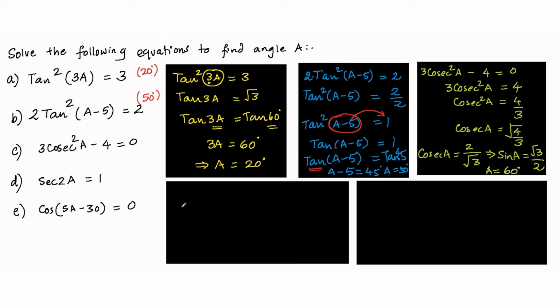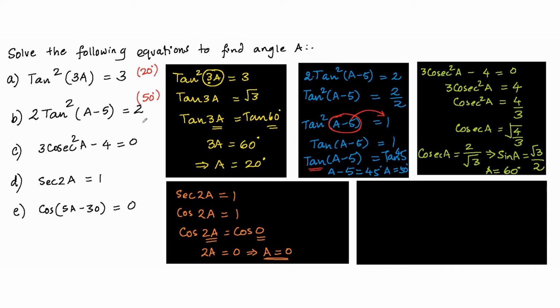Let us now take a look at the next one. We have sec 2A. Sec 2A is equal to 1. And I know that sec is the reciprocal of cos. So taking reciprocal on both sides, I get cos 2A is equal to 1. Reciprocal of 1 is basically 1, right? So now cos 2A is 1. I am trying to find that particular angle whose cos is 1. So I know that cos of 0 is equal to 1, which implies that 2A should be equal to 0. 2A equals 0 implies that A should also be equal to 0.